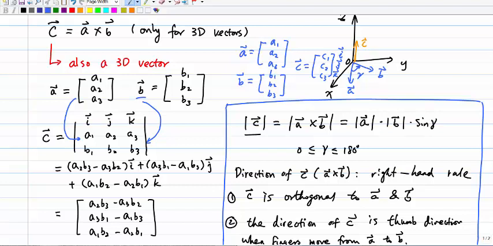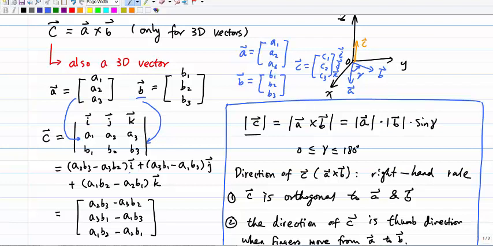Computing the determinant, we have (A2B3 minus A3B2) times i, plus (A3B1 minus A1B3) times j, plus (A1B2 minus A2B1) times k. If you don't know how to compute the determinant, go to my previous video about how to compute the determinant for a 3 by 3 matrix.